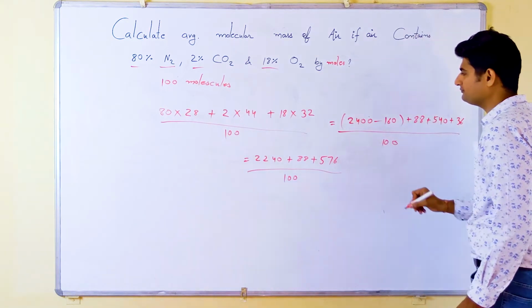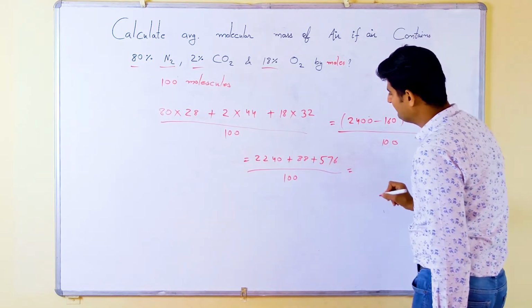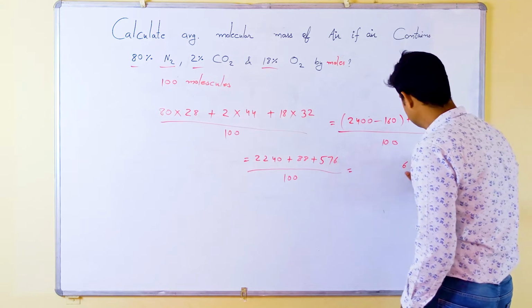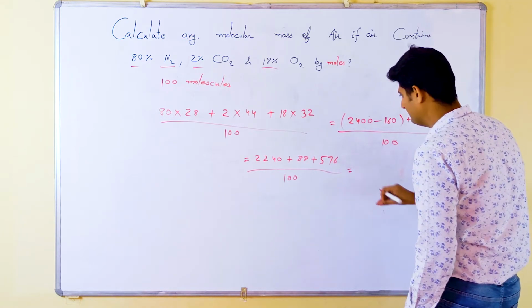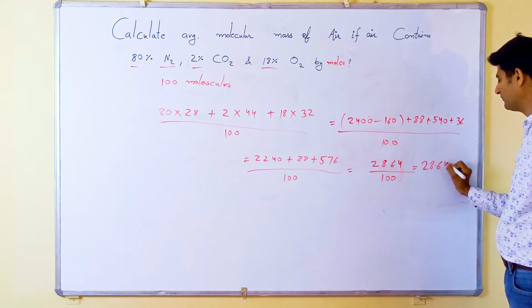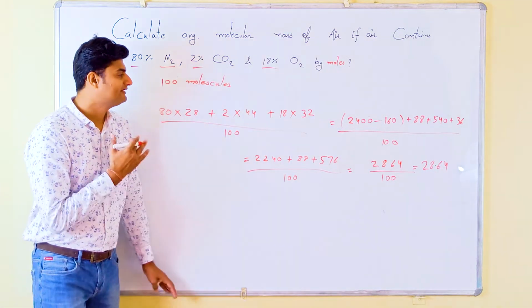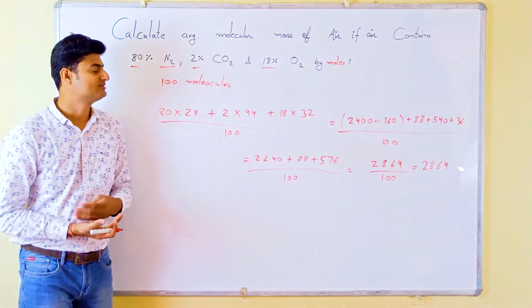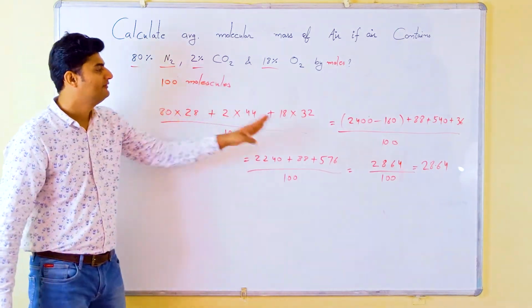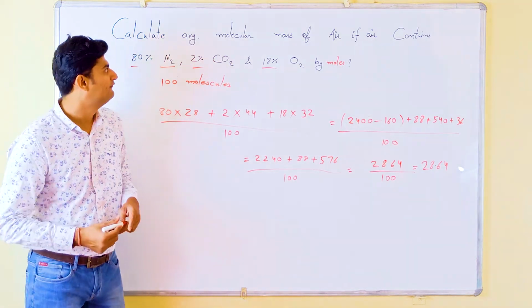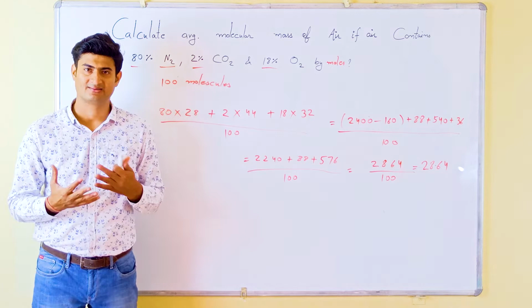Okay, we are going to get a value as we sum up 6 plus 8. It will come as 28.64. We got the average atomic mass of air. It is close to N2 because of the major percentage of N2, and we get a value of 28.64. That's how we can calculate average molecular mass.